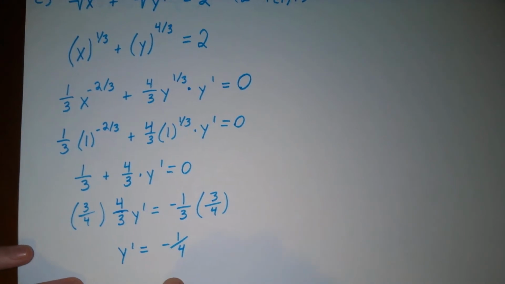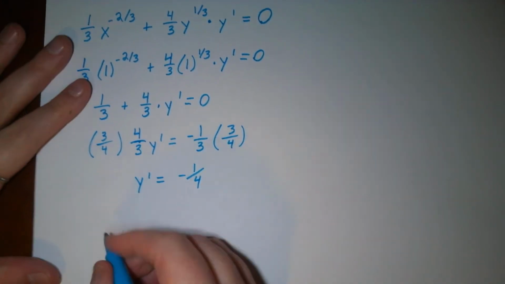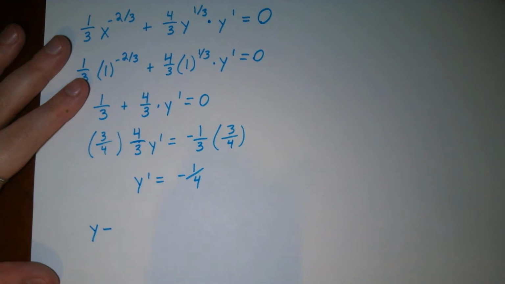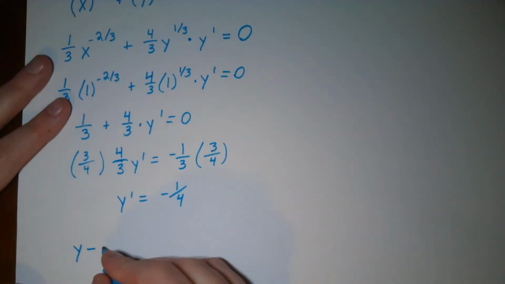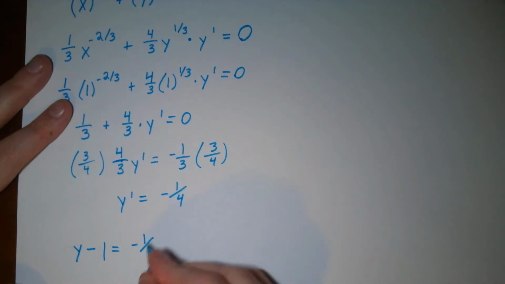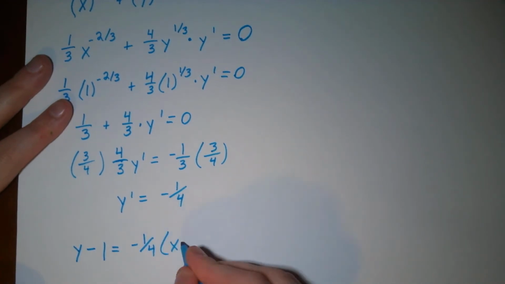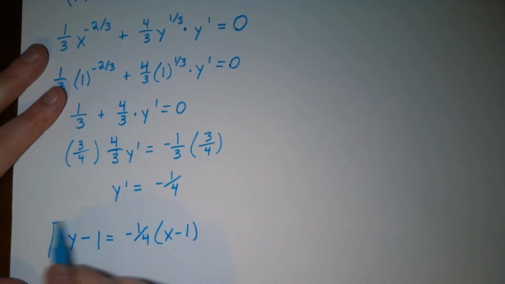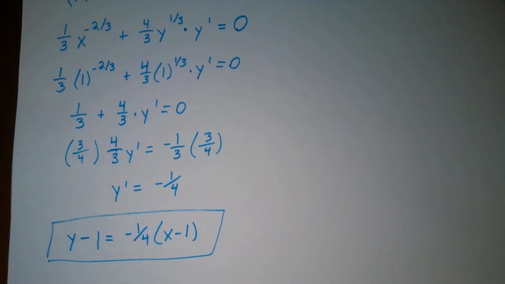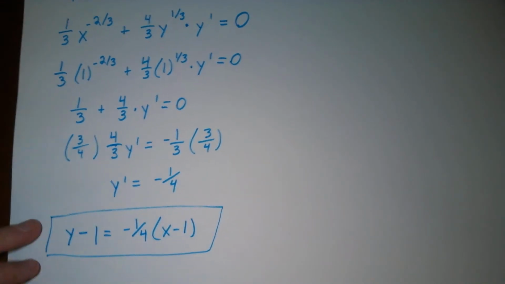That means that the actual equation for our tangent line will be y minus the y coordinate of the point we were given, which is 1, equals negative 1/4 times x minus the x coordinate we were given, which was also 1. And that would be the equation for our tangent line in this case. All right, let's look at the next example here.